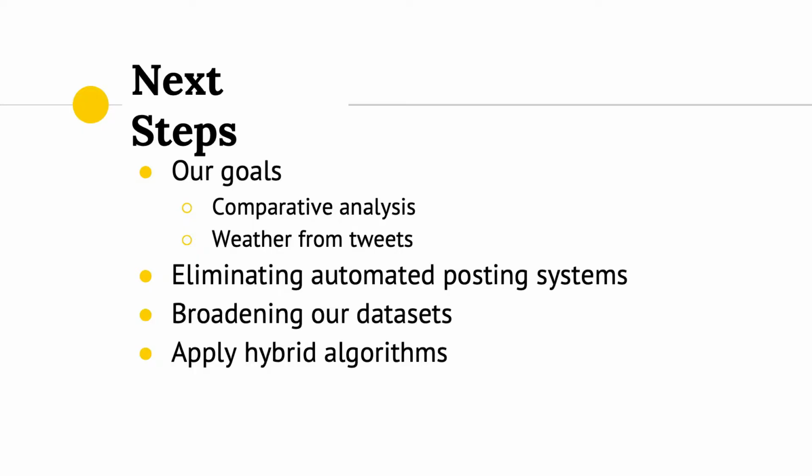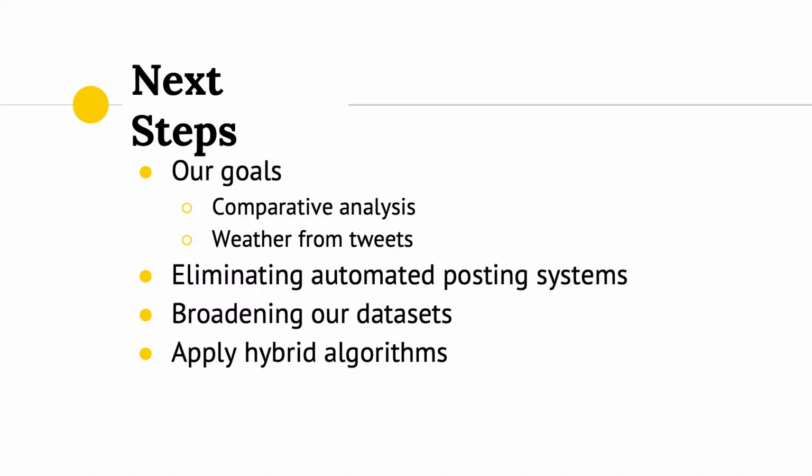Namely, automated posting systems. In our dataset, there are actually machines that have just posted tweets. They're not actually people, so measuring the sentiment value there is useless. So that just adds error into our prediction models.